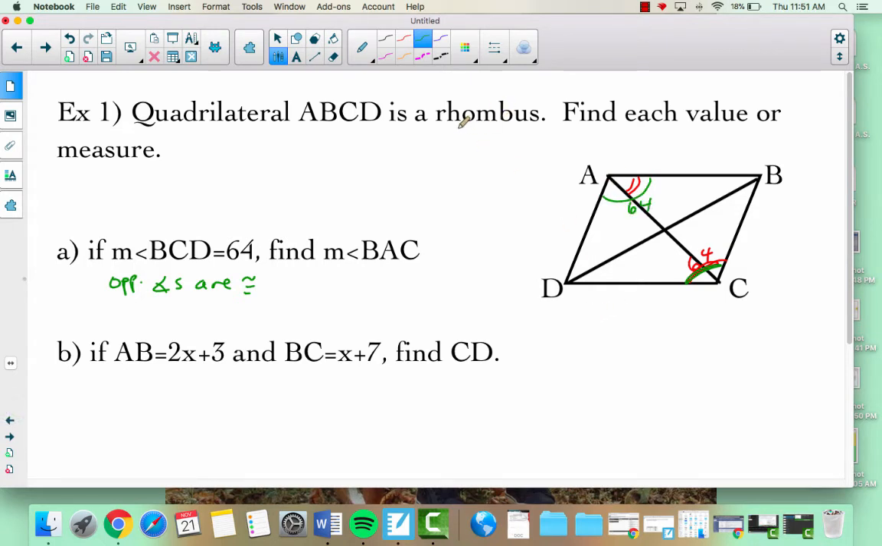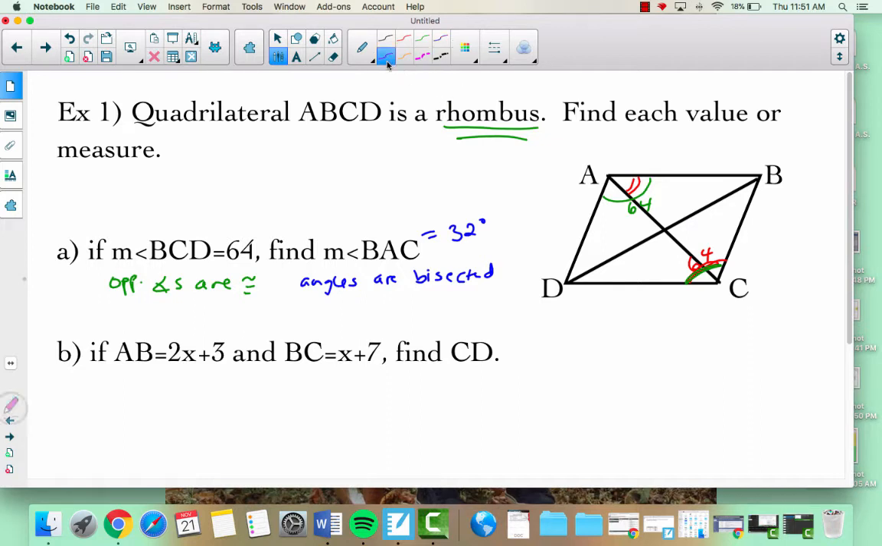But for a rhombus, more specifically, we just said that our new rule says that the angles are bisected, which means that they're split in half. So if I know that the whole angle is 64, then that means the measure of angle BAC is going to be half, which would be 32 degrees. So notice not a lot of work to show, but if you know your rules, finding these measures can be very quick.